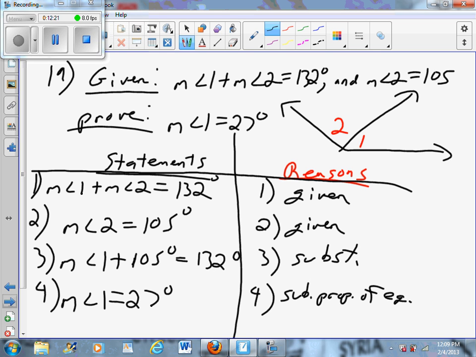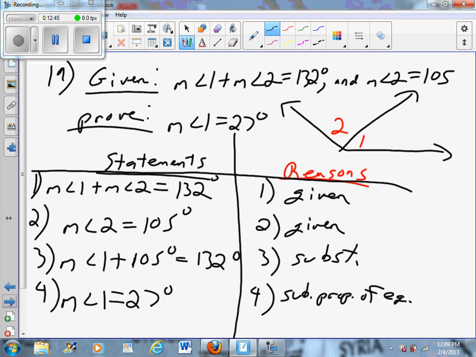Sometimes it's good, if this was a longer proof, a proof that had like 10 or 12 steps in it, I would probably be looking for ways to compress some of the steps into one. I might have taken 1 and 2 and made one sentence across there for the first statement and then just listed given. But I broke it up into 2 statements, and you can see the reasons for statements 1 and 2 were both given.